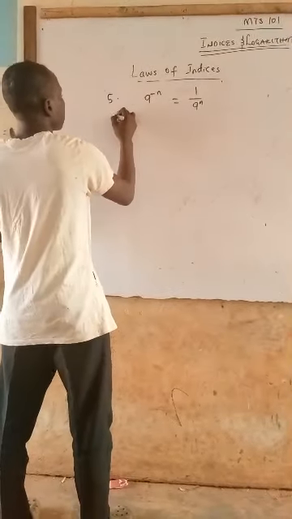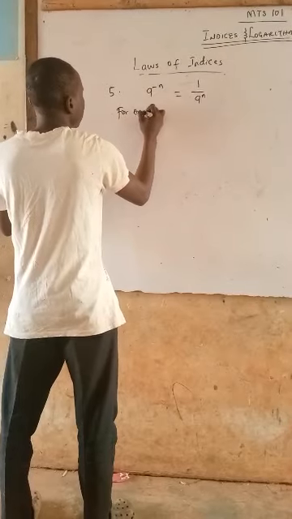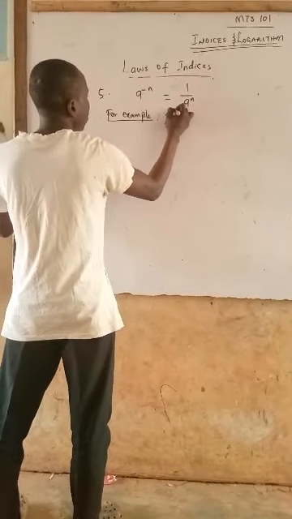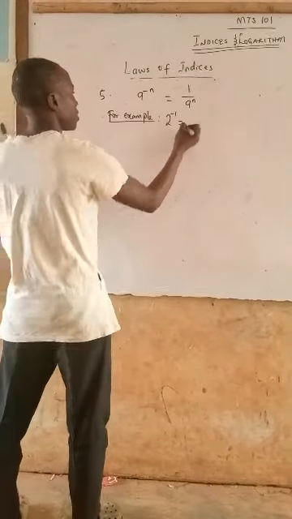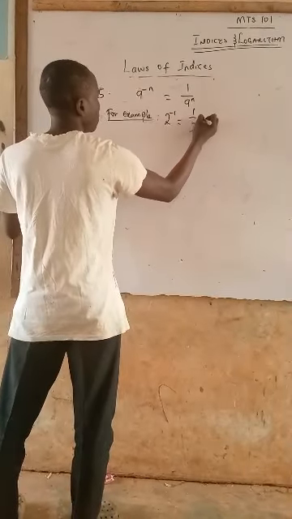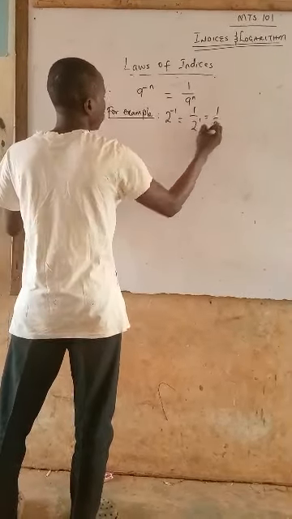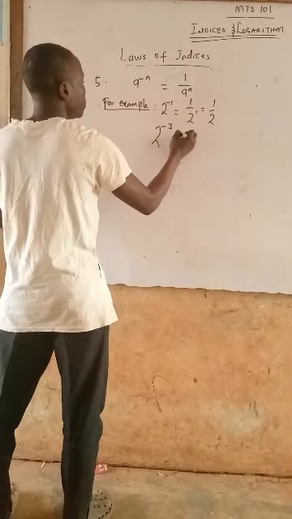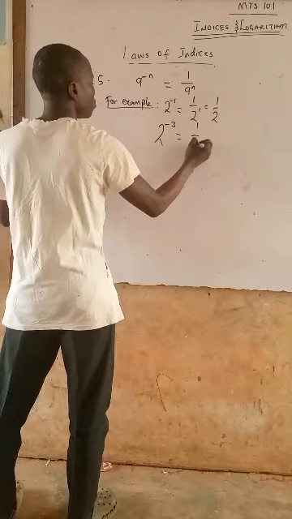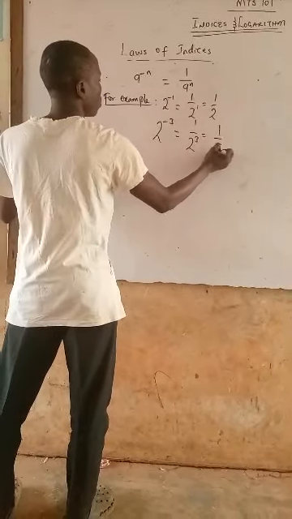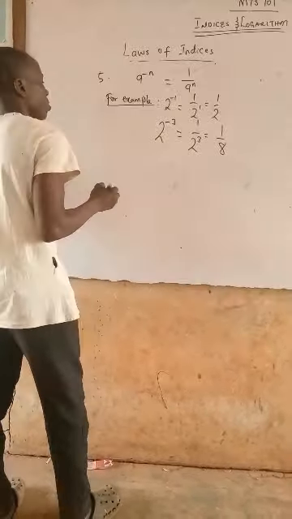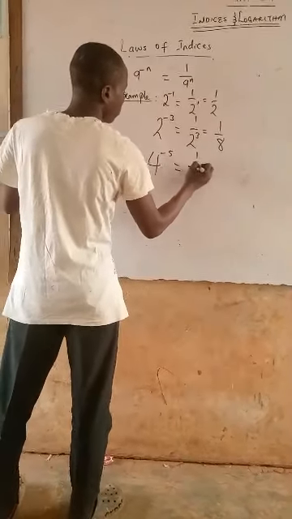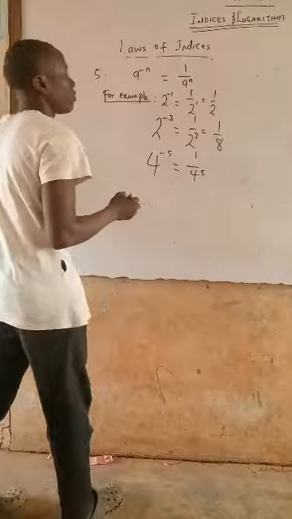Now, for example, if we have 2 raised to the power of minus 1, this is the same thing as 1 over 2 raised to the power of 1, which is equal to 1 over 2. If I say 2 raised to the power of minus 3, this is the same thing as 1 over 2 raised to the power of 3, which is equal to 1 over 8. If you have 4 raised to the power of minus 5, this is the same thing as 1 over 4 raised to the power of 5.